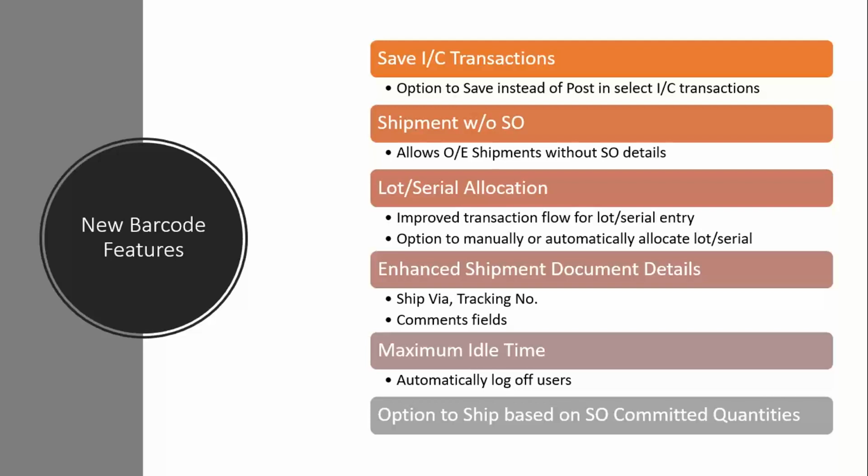And then lastly, we now also allow OE shipments based on SO committed quantities. So rather than using order quantities, for some of our clients, they want to use the committed function in Sage and ship against those. So for each one of these features, I'll make sure to show it to you a bit later once I do a transaction, once I do the demo. But let me just rattle off the list of the major enhancements that we have done.